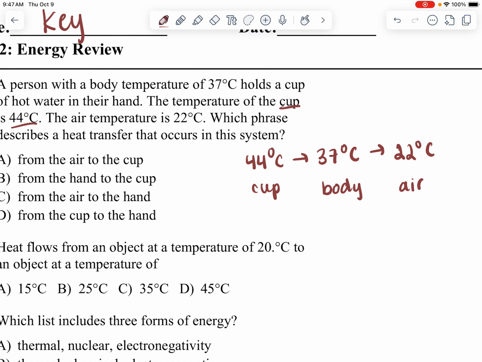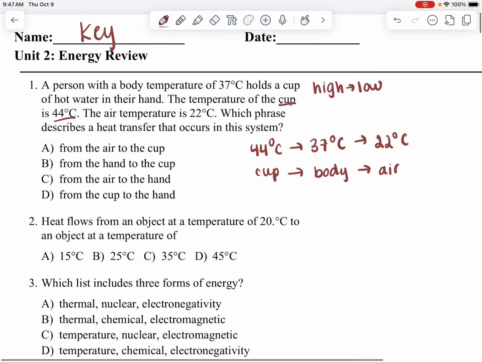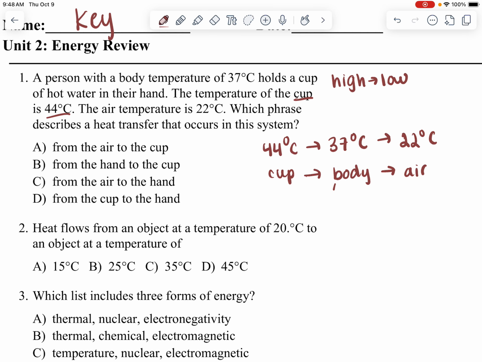Okay, so heat always flows from high to low, right? We need to know this for tomorrow's test. So it has to be in this direction, from the cup to the body to the air, right? So looking at the answer choices, body really means the hand. The only one that makes sense is D, from the cup to the hand, from high to low. The other ones are all from the air to the cup. They're all going the opposite direction, from low to high.